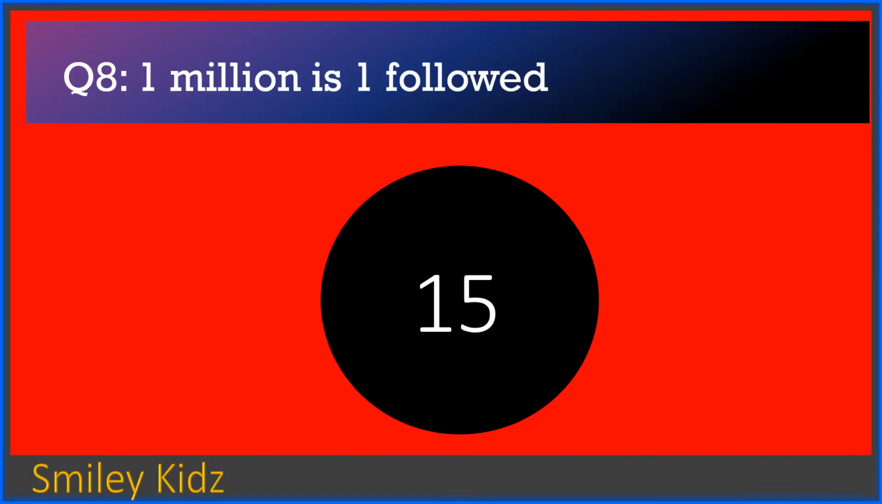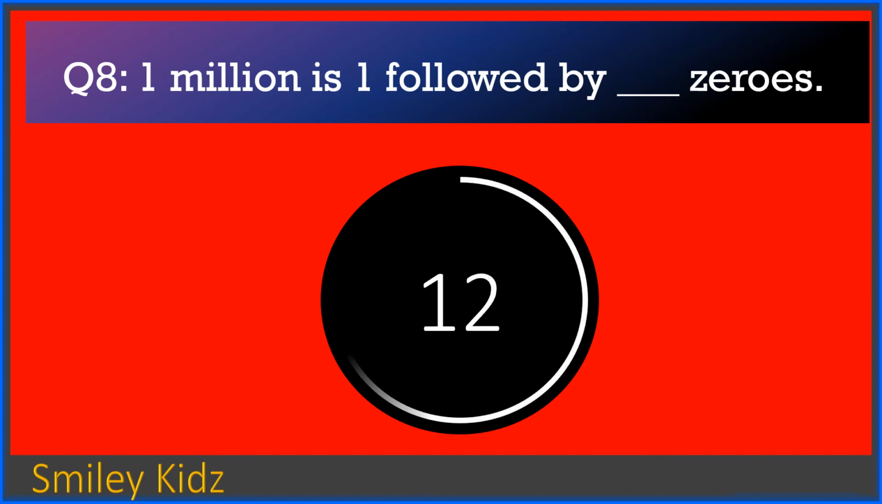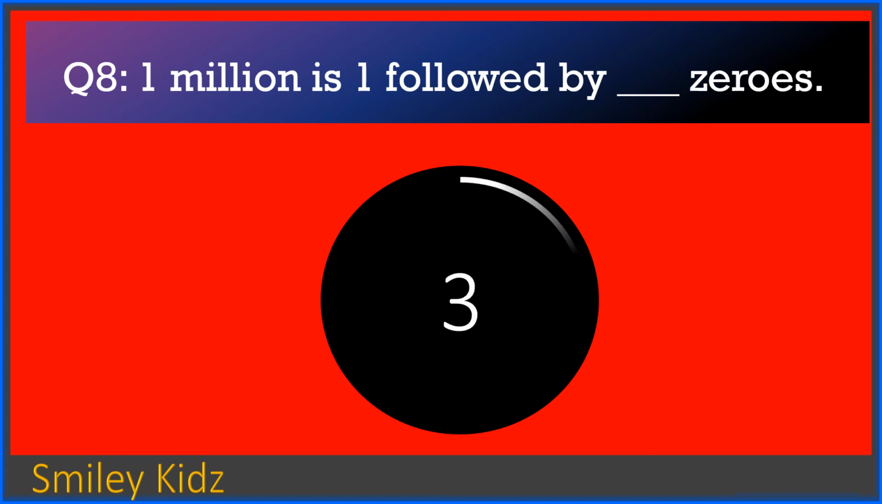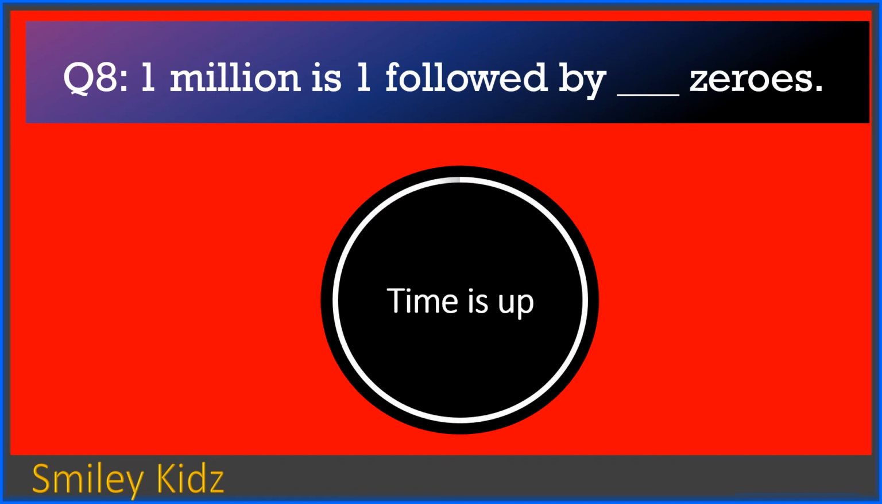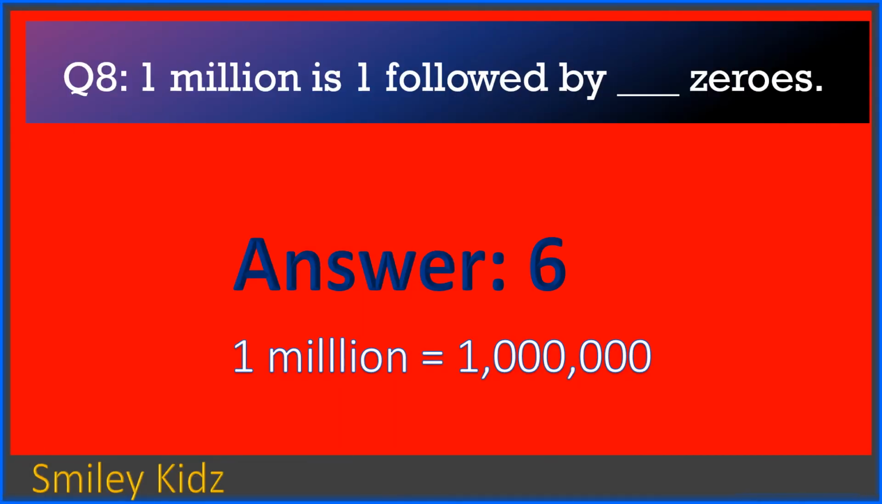Moving to question number 8. 1 million is 1 followed by dash zeros. Your time starts now. Your time is up. The right answer is 6. 1 million is 1 followed by 6 number of zeros.